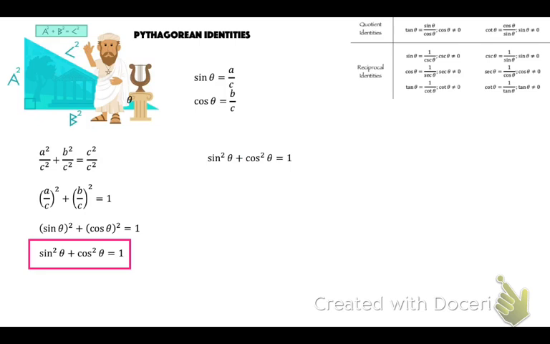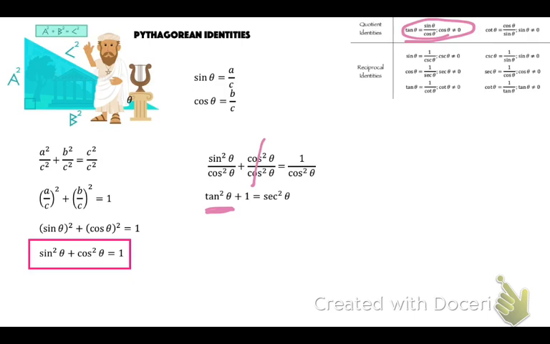But anyways, from this we can get the other two identities. So first, let's divide out that cosine squared of theta. Now we have sine squared over cosine squared. Well, sine over cosine is tangent, so that becomes tangent squared of theta. This cancels and just becomes 1. And then 1 over cosine is secant. So tangent squared plus 1 equals secant squared of theta. That is our second Pythagorean identity.